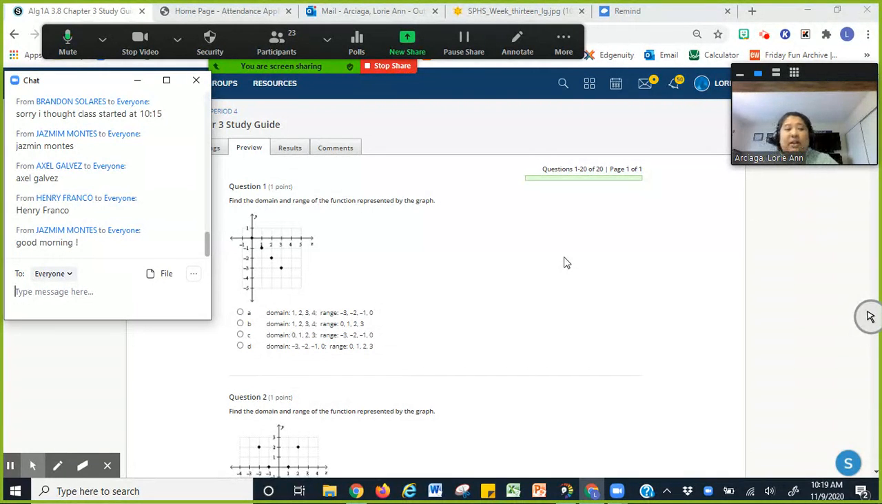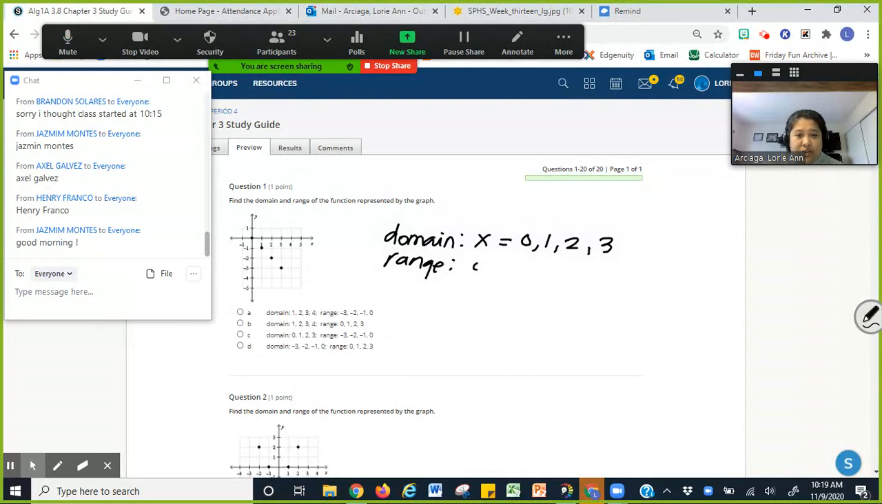Okay, so number 1, find the domain and range of the function represented by the graph. So when we say domain, we're actually looking for the x numbers, right? So the domain is x. So just list them down. Start from left to right so you don't skip anything. The first x, where the first dot can be found, is 0, right? And then the next dot can be found at x equals 1, next at 2, next at 3. And then for the range, the y, just find where the dots are at.